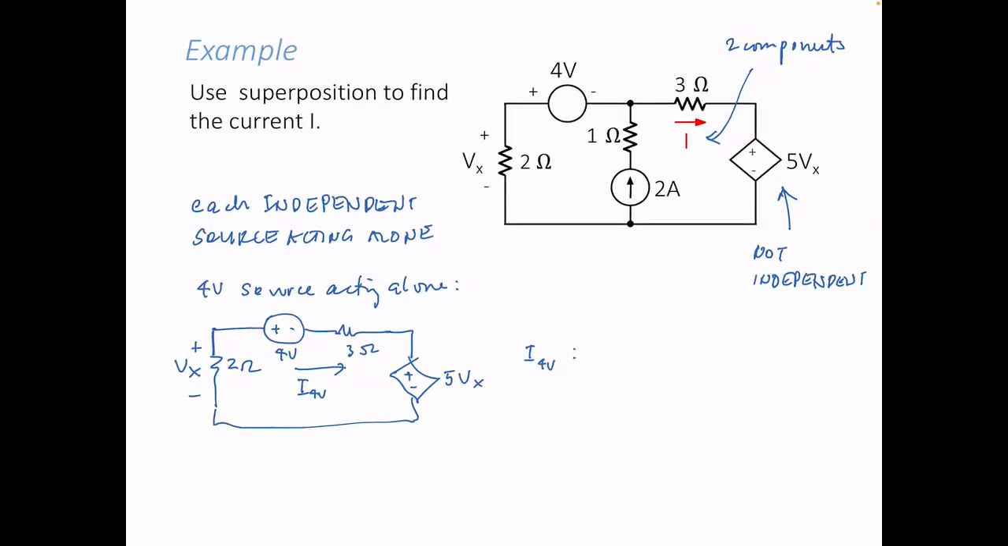How do I compute that? I can just do a KVL here. Right? So what is this? This is I 4 volts times 2 negative, okay, plus 4 plus I 4 volts times 3 plus 5Vx is equal to 0. No? This is KVL. It's just KVL.